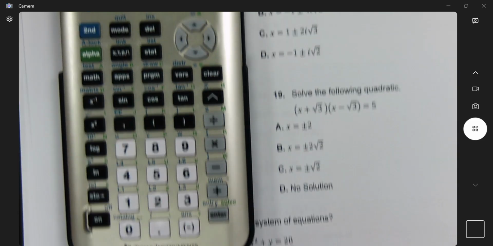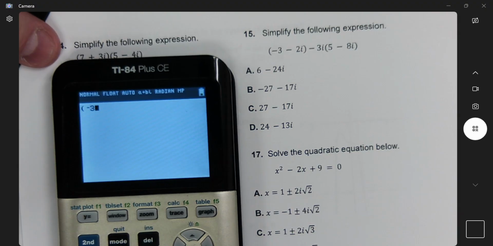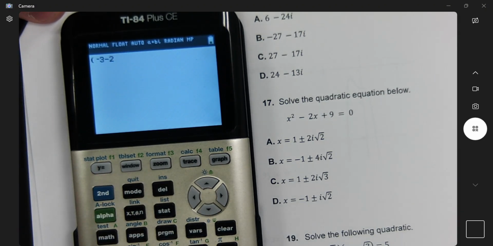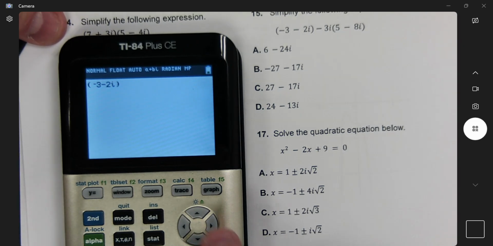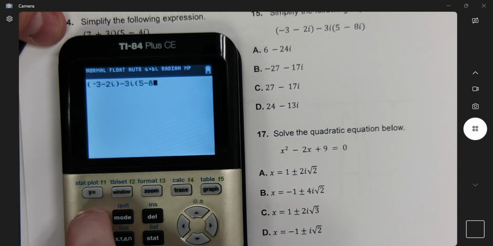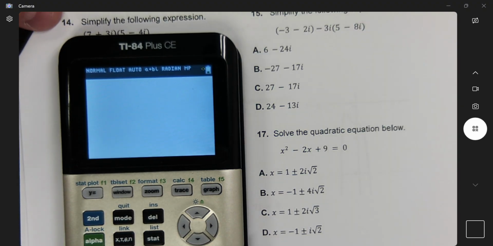So it's -3 minus 2 second i, because there we go. You have to hit the second button before you can get the i to pop. Then we have -3 second i, parentheses 5 minus 8 second i, close your parentheses and hit enter, and you see your answer is B.